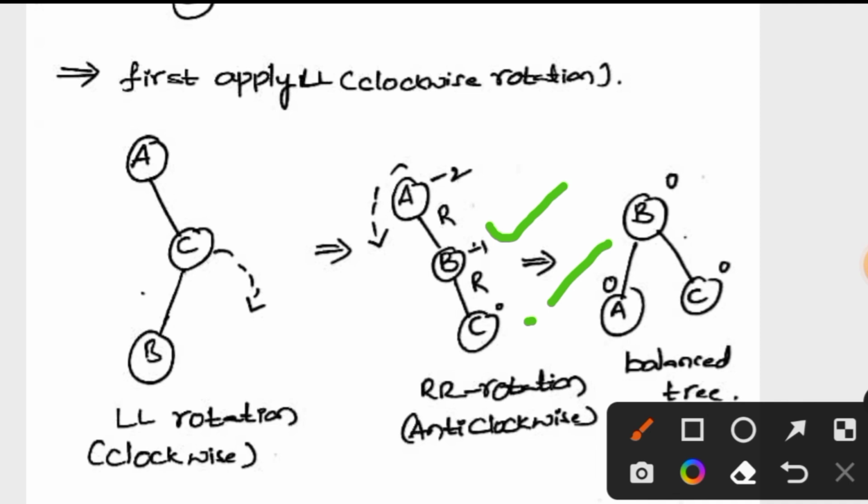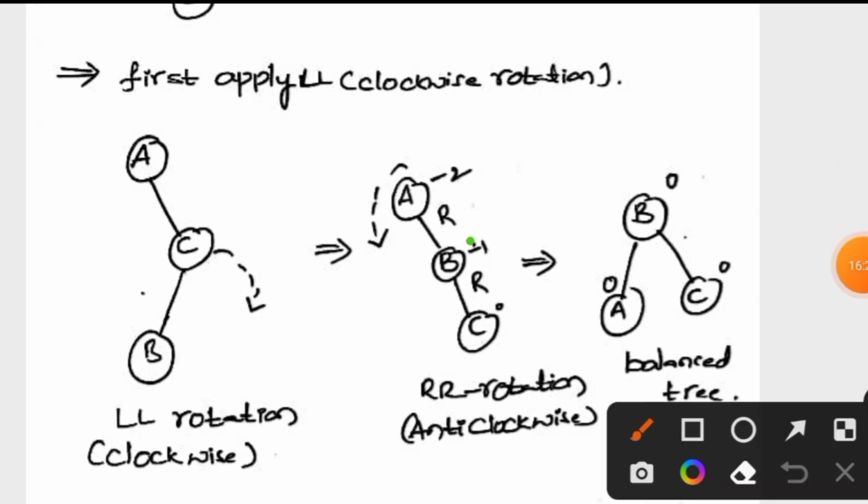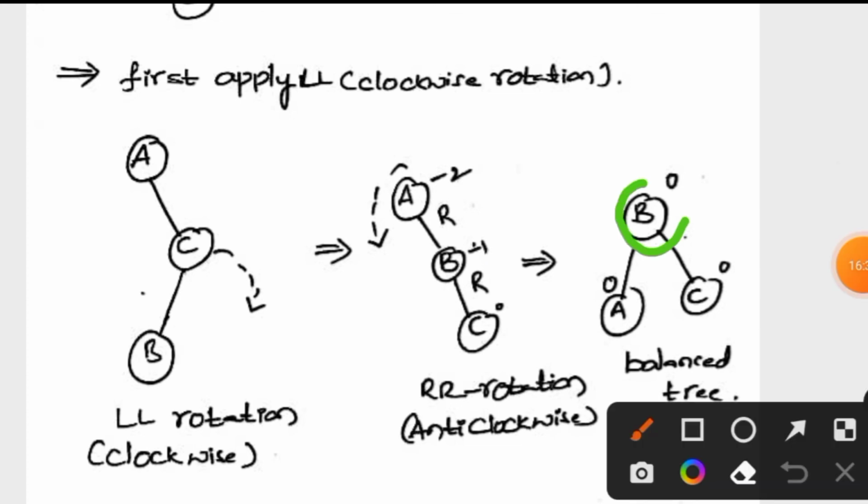Now we write the direction, that is RR direction. So now we have to apply the RR rotation from A. A will move to the left side, and the middle element, that is B, will become the root for the remaining 2. See here, like this it will come.